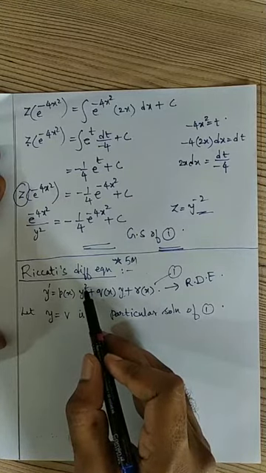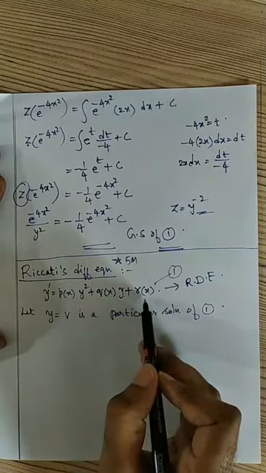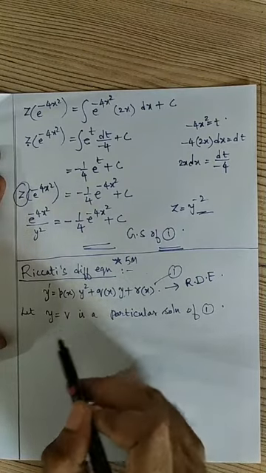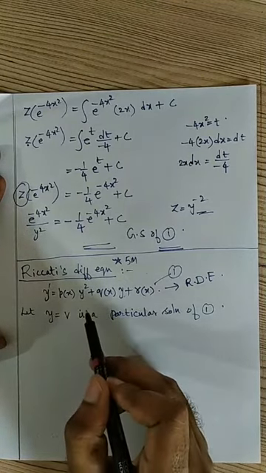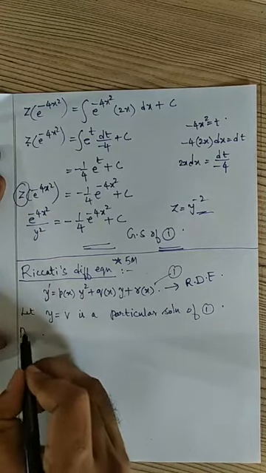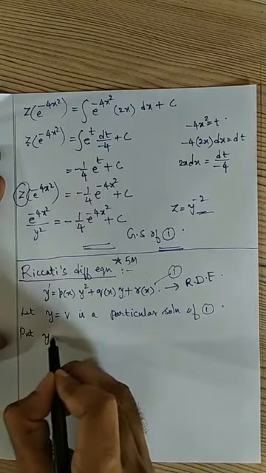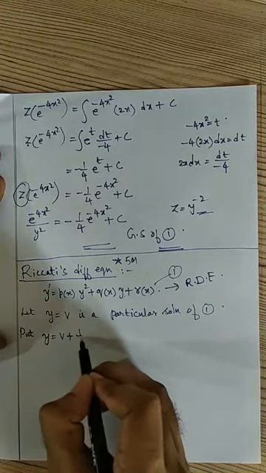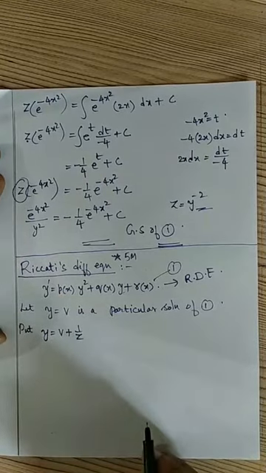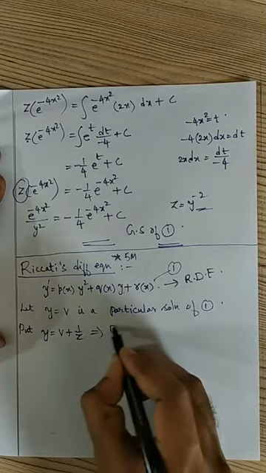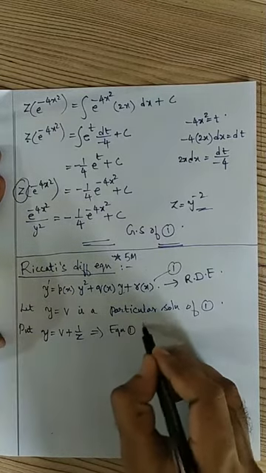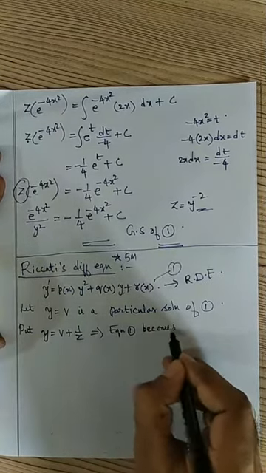So what we try to do, we try to reduce this nonlinear differential equation to linear. For that we need some substitution. That substitution here is, we will put y equals v plus 1 by z. We will take this substitution, y equals v plus 1 by z. Then what will happen? Equation 1 becomes exact.